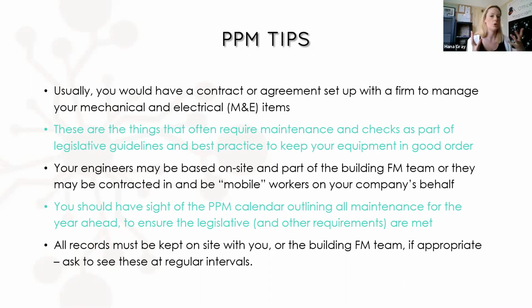So you may have bought certain hours a week or a month from them that you schedule in, and then have an SLA for a call out of maybe 3 hours, 4 hours, whatever it might be, if they're not based on site or 24/7 in your building. You should have sight of the calendar outlining all the maintenance for your year ahead, and ensure that the legislative and other requirements are met.